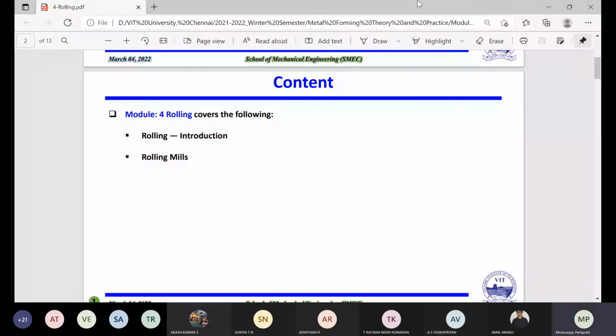Can you see the screen? Yes, sir. So in the last class, we have completed forging, right?